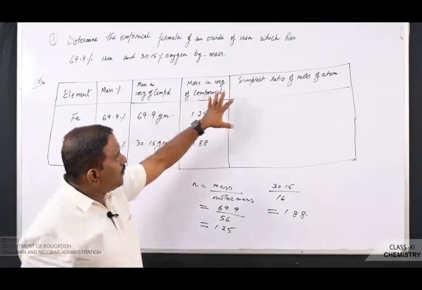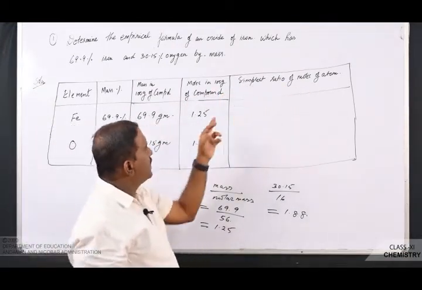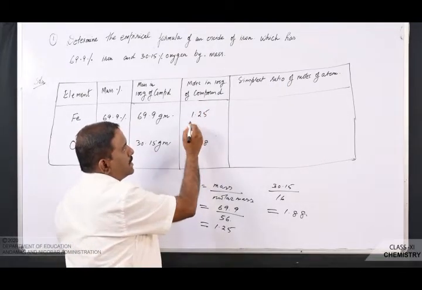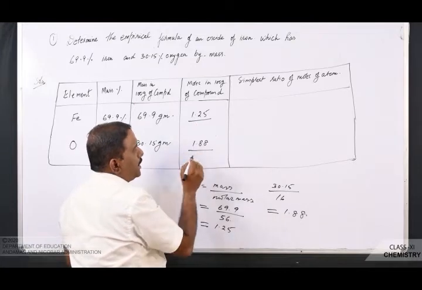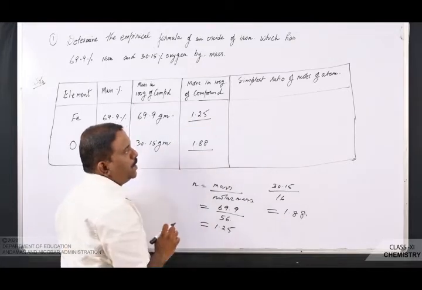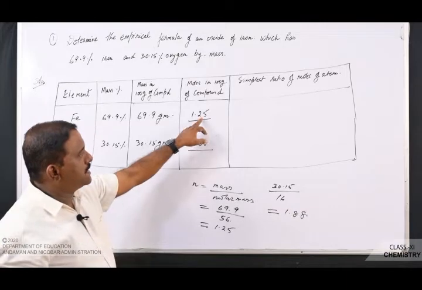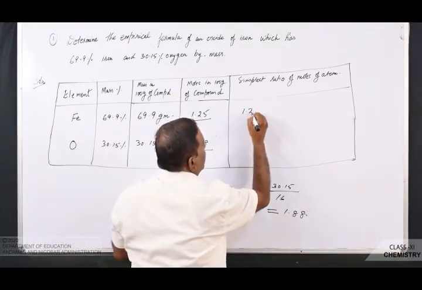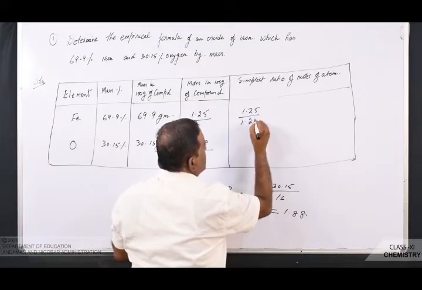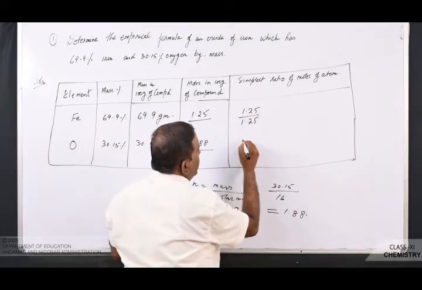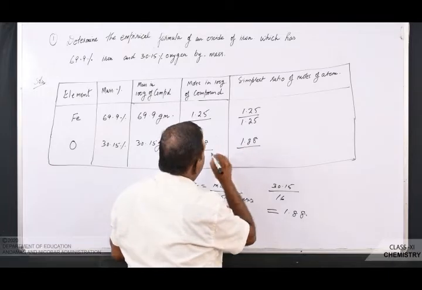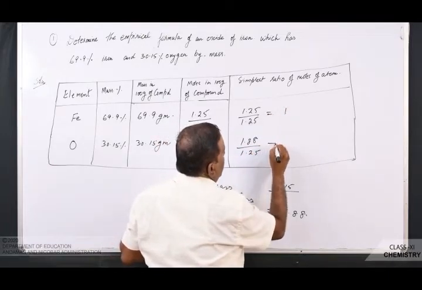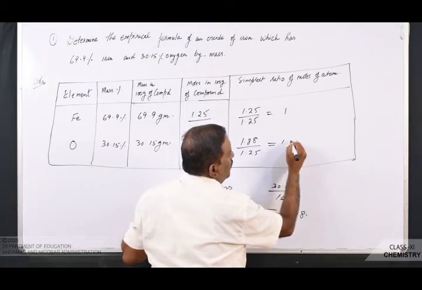Now to find the simplest ratio of moles of the atoms, we have to see the smallest number between 1.25 and 1.88. The smallest number is 1.25, so we will divide by this to get the empirical formula. We will divide 1.25 by 1.25, as this is the smallest number. Again, 1.88 divided by 1.25. So it comes out to be 1 and it comes out to be 1.5.